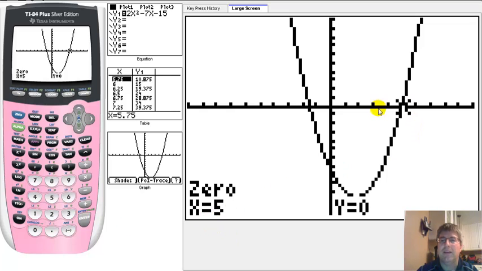And sure enough, it takes us right to the zero. X is 5, y is 0. That's one of our x-intercepts. Well, we only found one. We have to find this other one. So let's repeat the process.